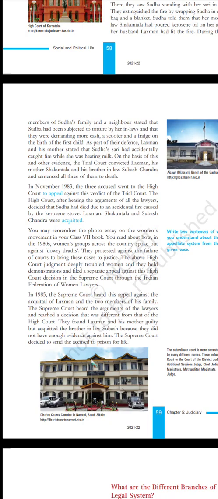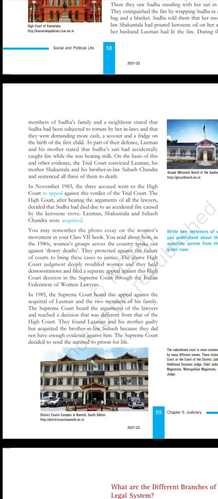In 1985, the Supreme Court heard this appeal against the acquittal of Lakshman and the two members of his family. The Supreme Court heard the arguments of the lawyers and reached a decision that was different from that of the High Court. They found Lakshman and his mother guilty but acquitted the brother-in-law Subhash because they did not have enough evidence against him. The Supreme Court decided to send the accused to prison for life.